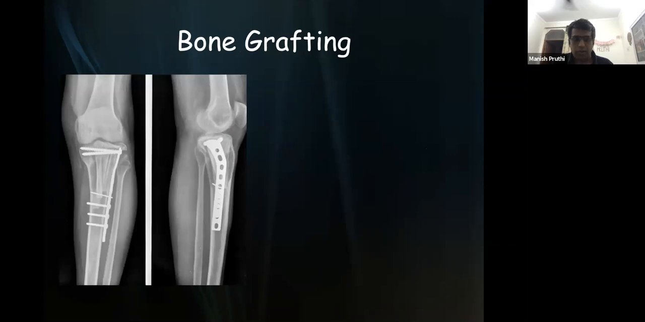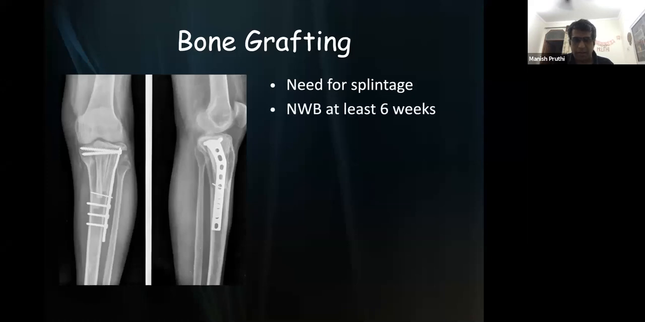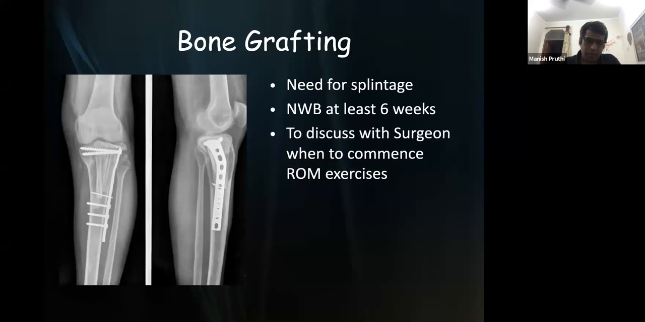Or, if we have a good tissue bank, we can use bone grafts. As you can see in this proximal tibia, there are multiple struts of bone, which are allograft fibula, harvested from a different patient and used to fill the defect, and we can put an appropriate fixation. But when we are putting an allograft, we need to splint these patients, and they are non-weight bearing for at least 6 to 8 weeks, depending upon the healing. And we have to discuss with the surgical team or the operating surgeon when to commence knee range of movement exercise, depending upon the stability of the fixation.